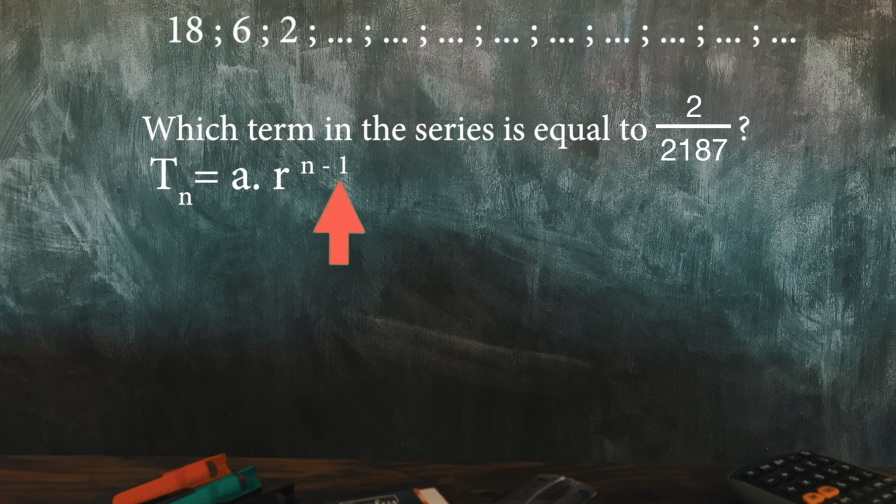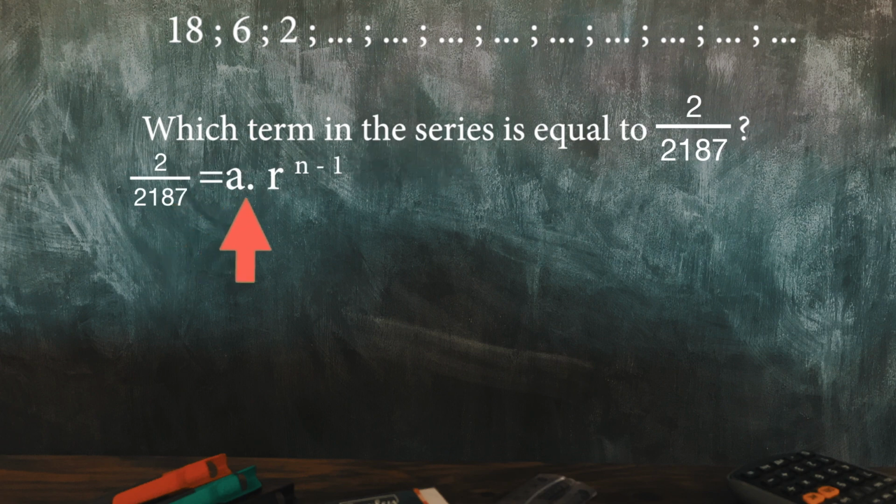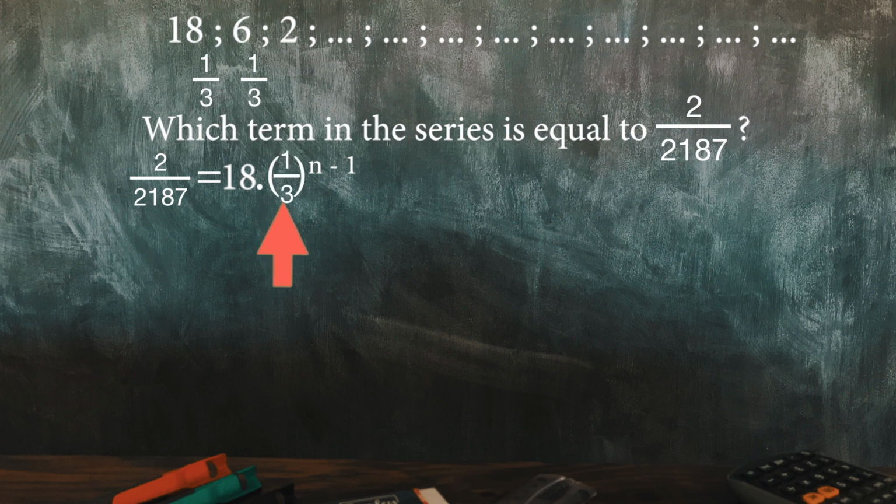Because we know that the term's value is 2 over 2187, we put this into the place of Tn. Now that is equal to A, which is 18, our first term, times our constant ratio. Our constant ratio is 6 divided by 18, which is a third. We can double check: 2 divided by 6 is also a third, so the constant ratio is a third. And we put the third into the place of R. Now we would like to calculate n.